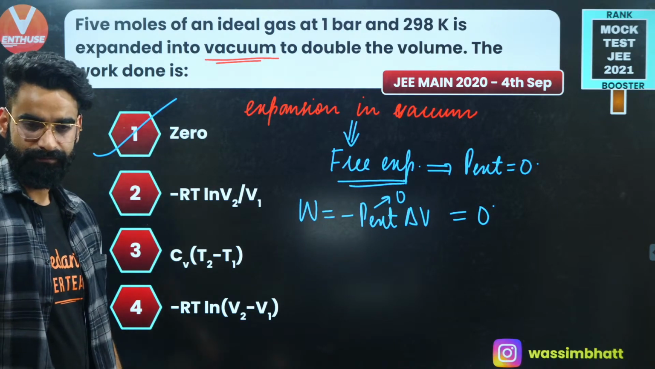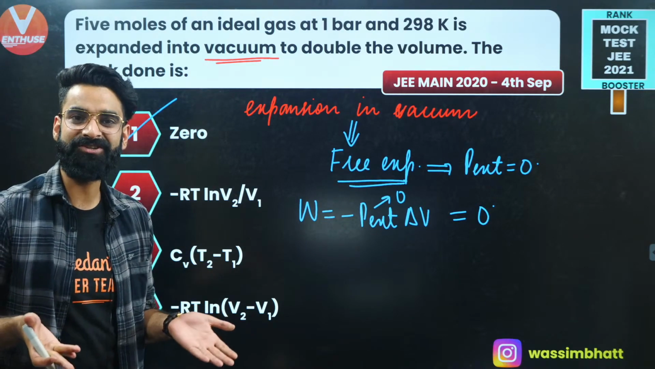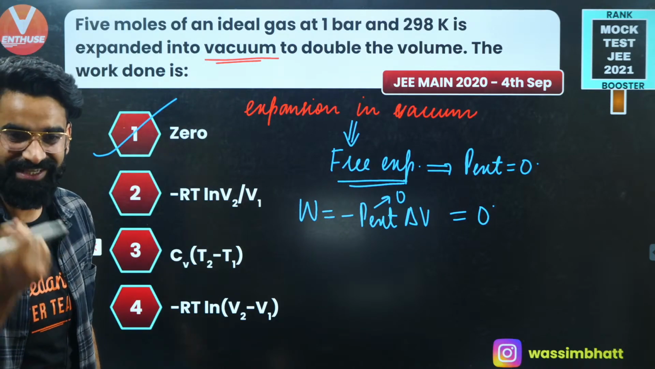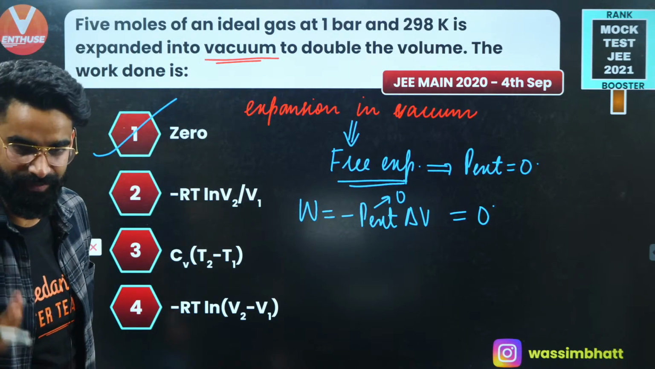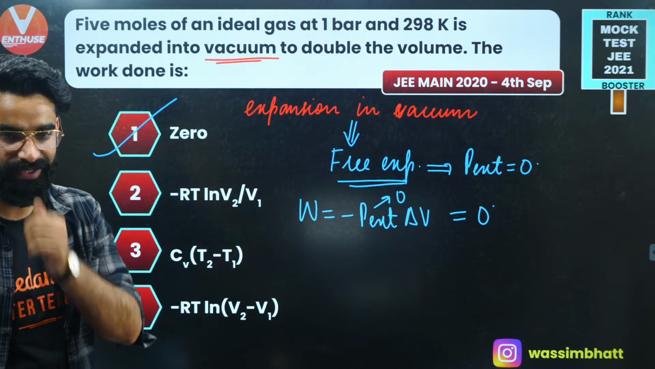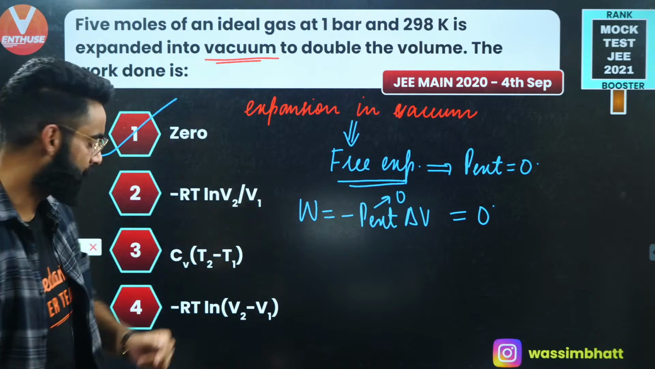Basically, what is free expansion? Free expansion is expansion against 0 external pressure. Expansion against 0 external pressure is something which we call as free expansion. Very simple, correct? Let's move on to one more then.